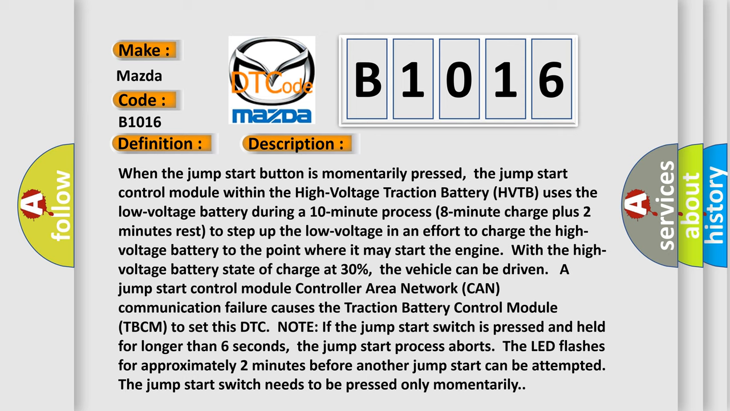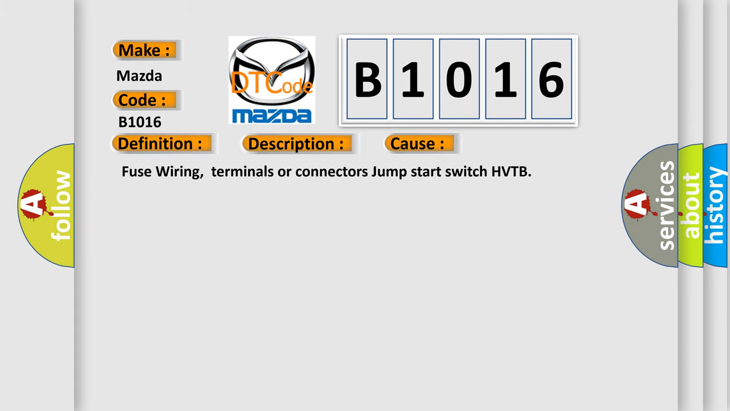Note: if the jump start switch is pressed and held for longer than 6 seconds, the jump start process aborts. The LED flashes for approximately 2 minutes before another jump start can be attempted. The jump start switch needs to be pressed only momentarily. This diagnostic error occurs most often in these cases: fuse, wiring, terminals or connectors, jump start switch, HVTB.